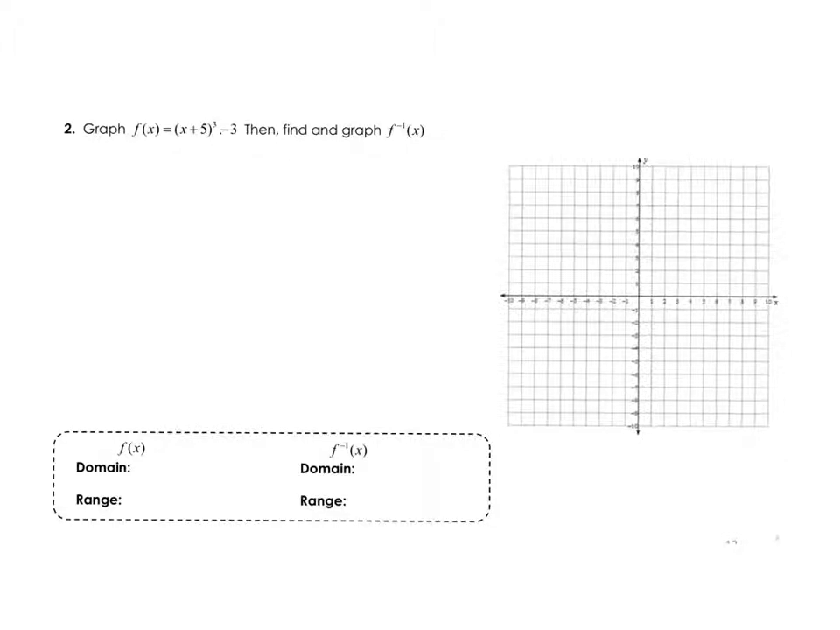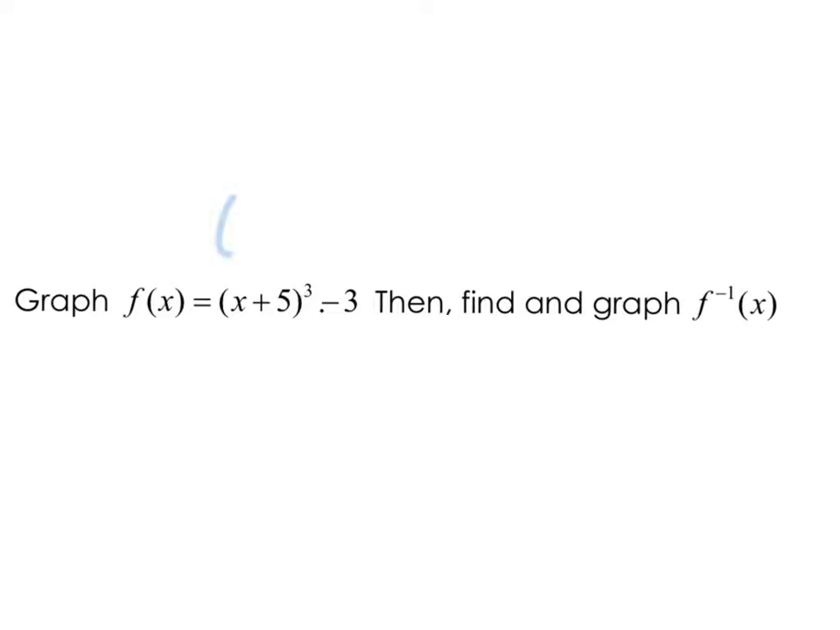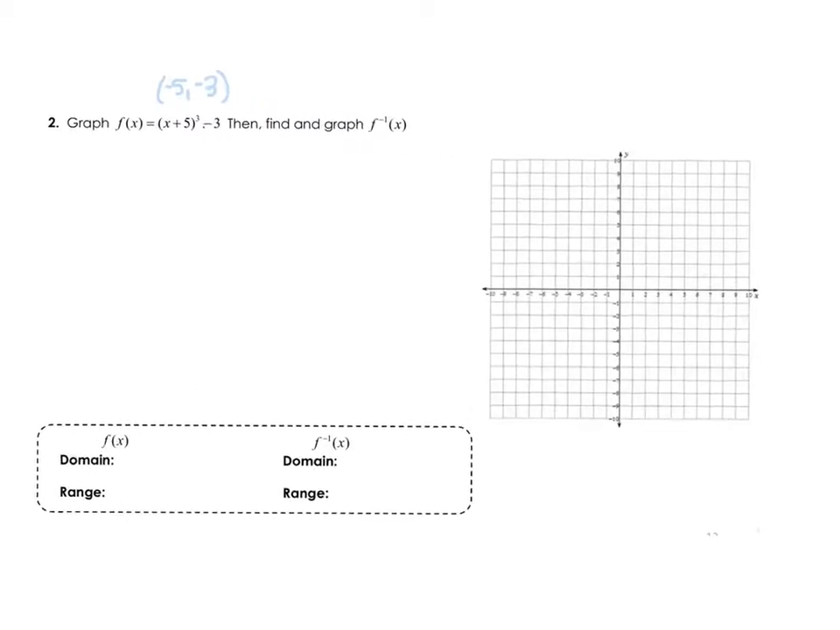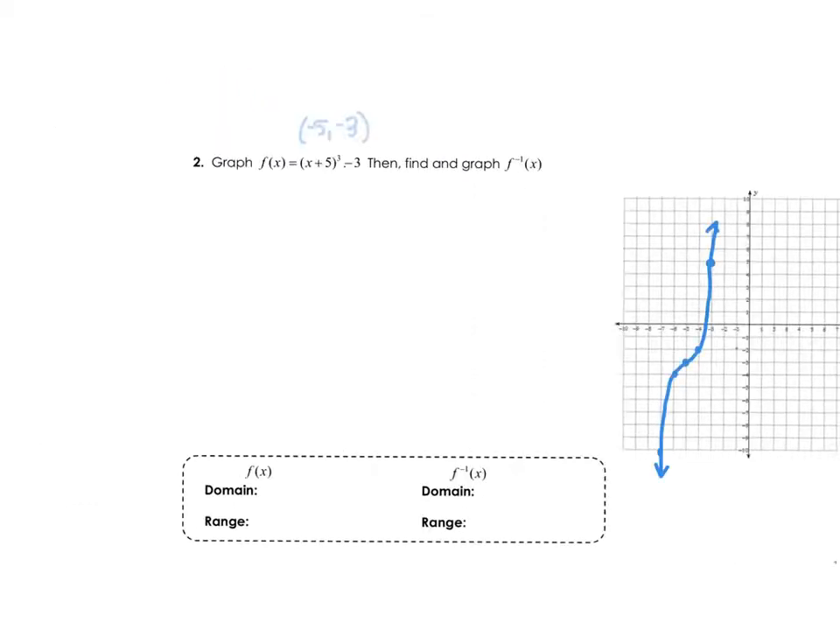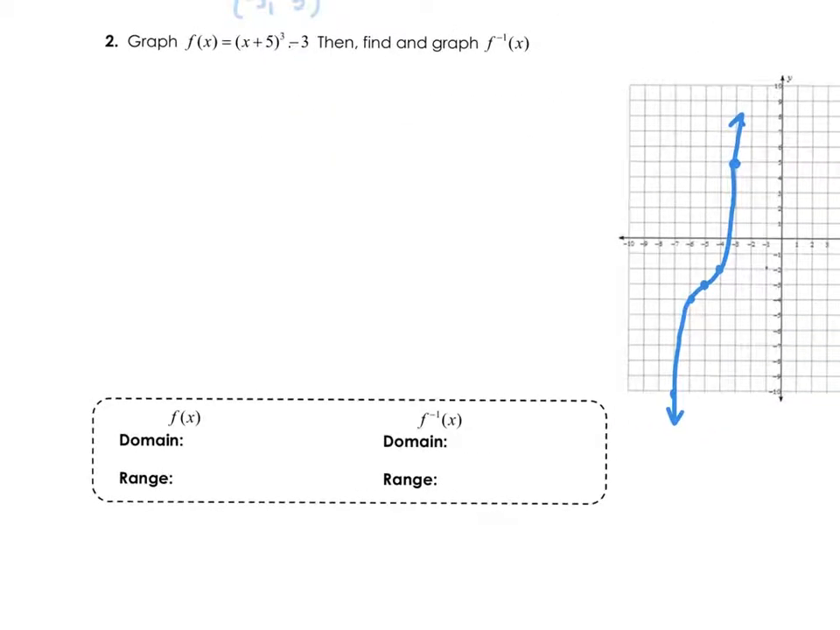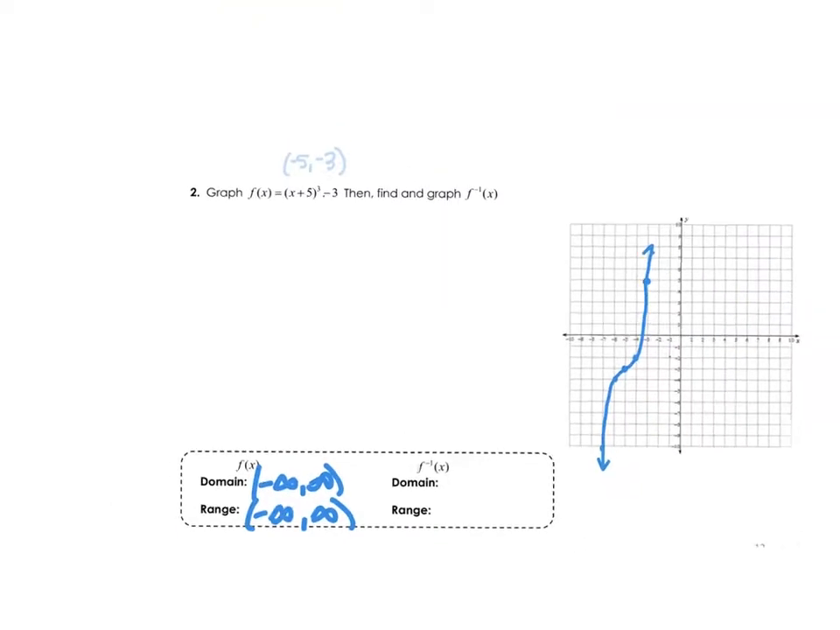All right, the second problem is asking us to do the same thing. Graph f of x equals (x plus 5) cubed minus 3. That is a cubic function with the origin at -5, -3, right? So let's go ahead and draw that in. I'm going to do it in blue. All right, I have my cubic function drawn, and just really quick, the domain: it goes left and right forever and ever. My domain is negative infinity to infinity. My range is also negative infinity to infinity, going up and down forever and ever. So that's just something to keep in mind.